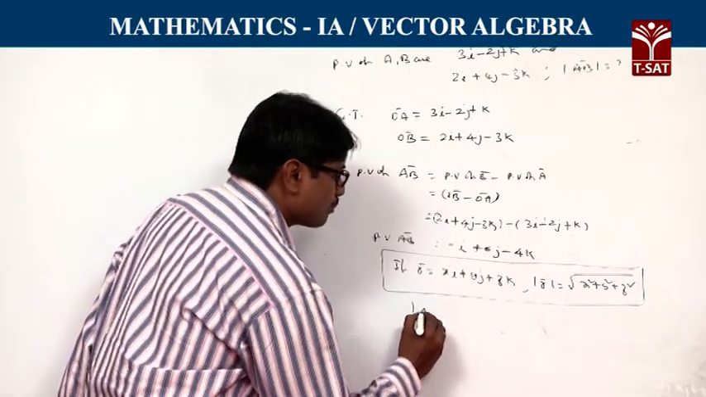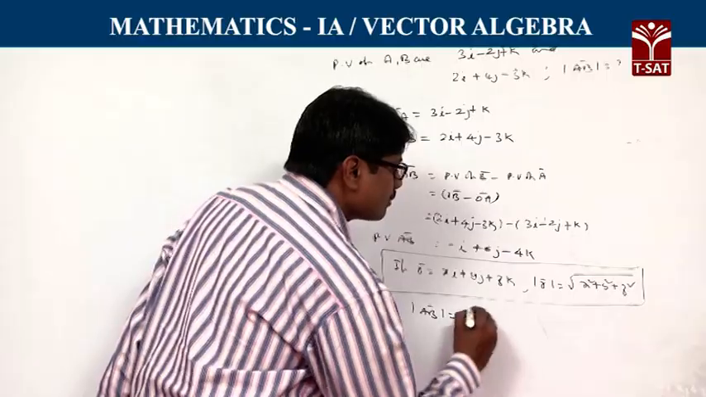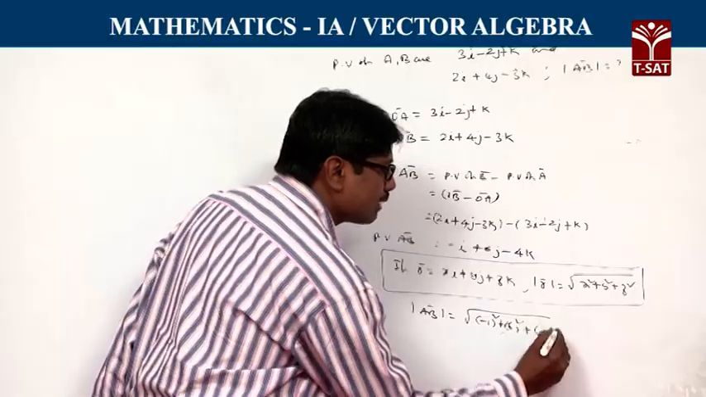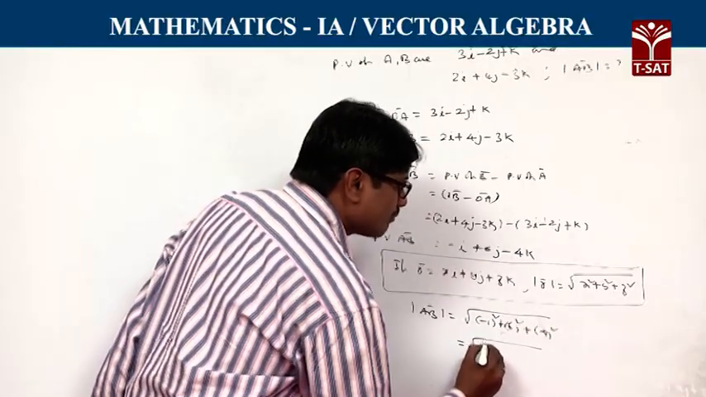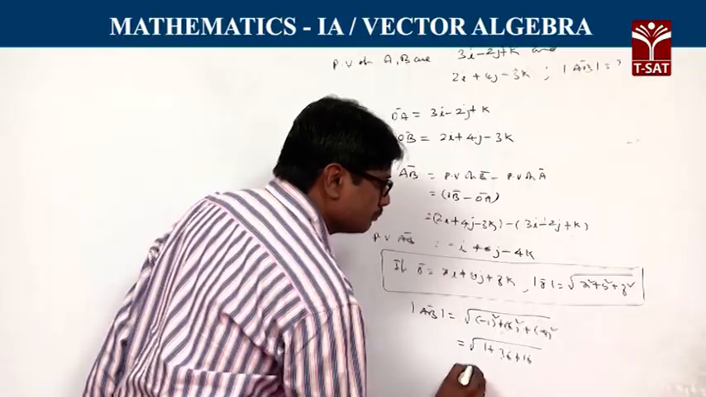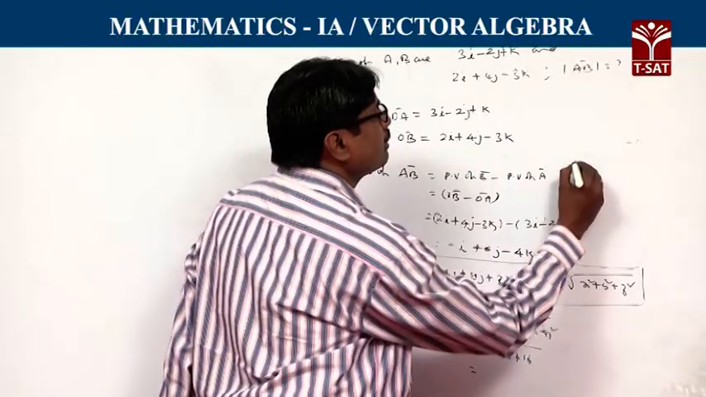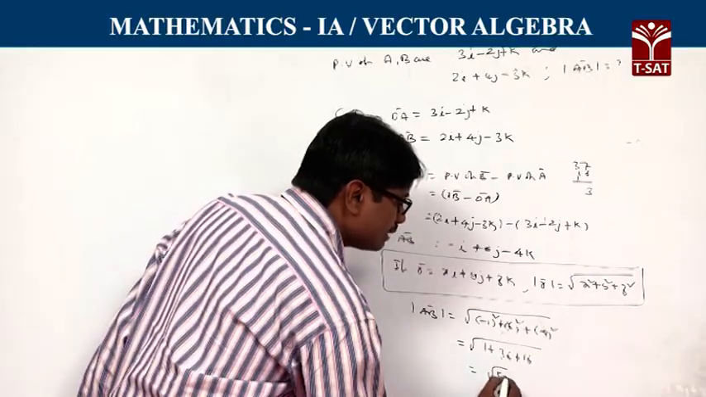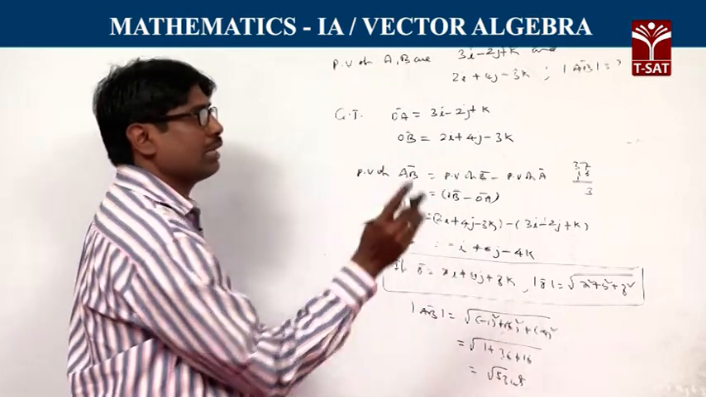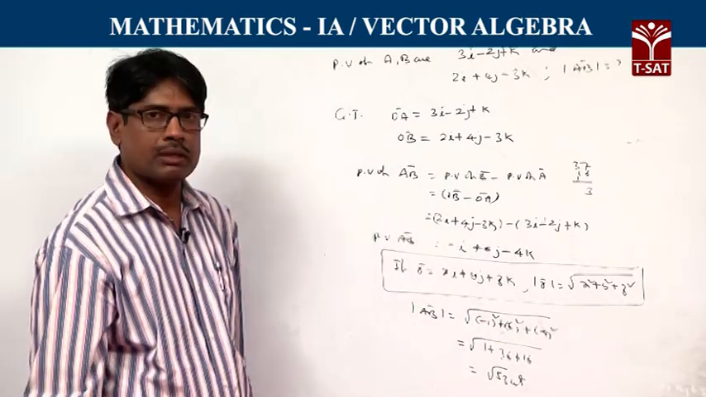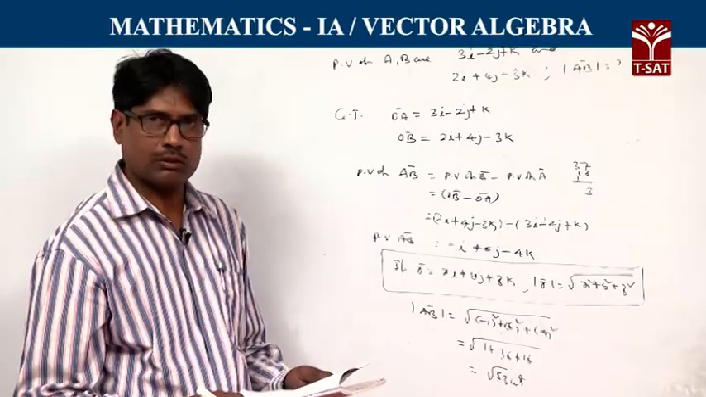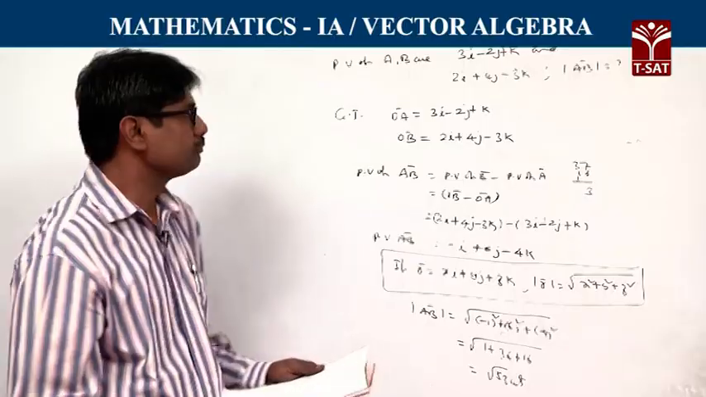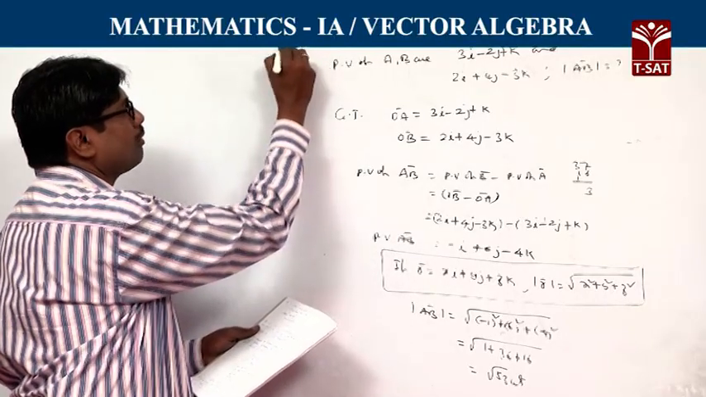So, mod of AB bar will be equal to square root of minus 1 whole square plus 6 whole square plus minus 4 whole square, which is nothing but square root of 1 plus 36 plus 16, which is 37 plus 16, that is 53, root over 53 units. We are not bothered about the direction of AB, just the length of AB is equal to root of 53 units. Okay. Next, it is a problem calculating the length of the vector. Take another problem based on the parallelogram law.